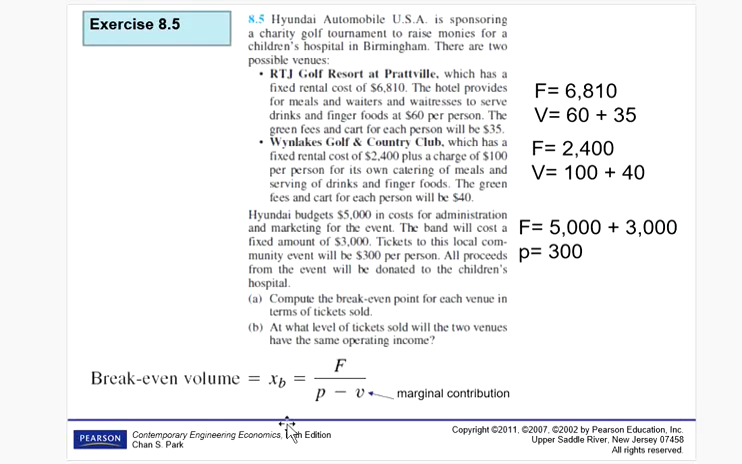Now in this question, what is part B? At what level of tickets will the two venues have the same operating income or profit? So basically it says both venues will have the same profit, meaning how many tickets we must sell so that both have the same profit. So we know how to calculate a profit, right? It is sales minus variable cost, using this equation. Sales minus variable cost minus fixed cost, right? And it's easy, then we can calculate.